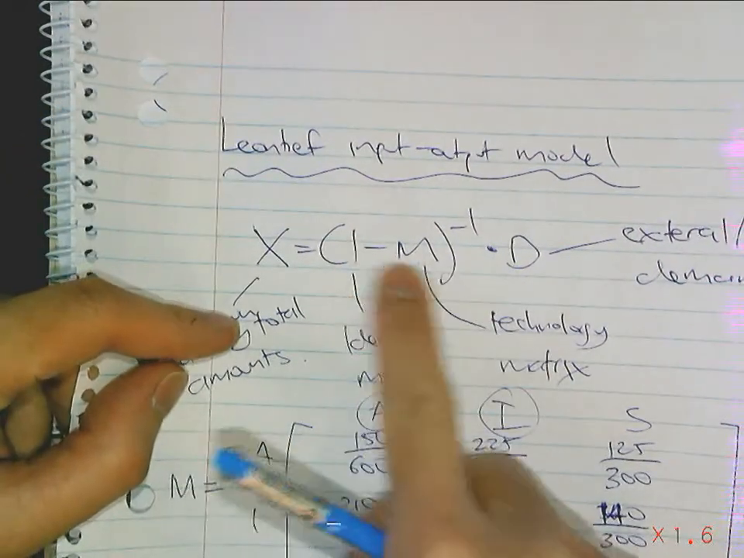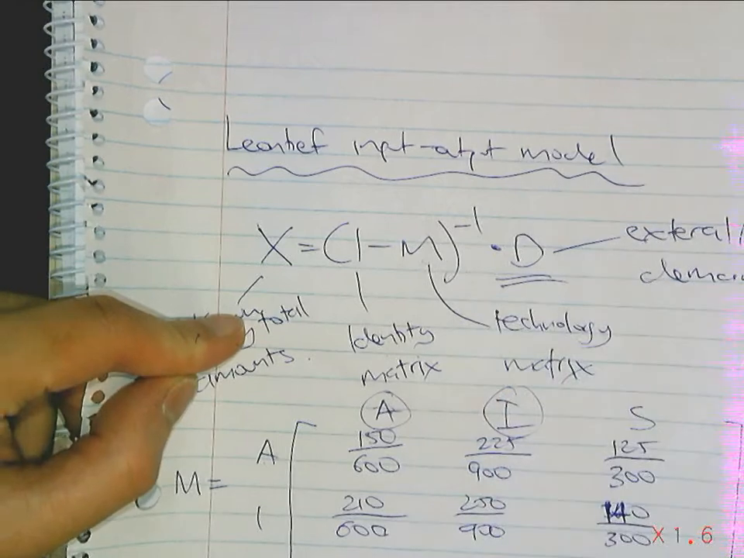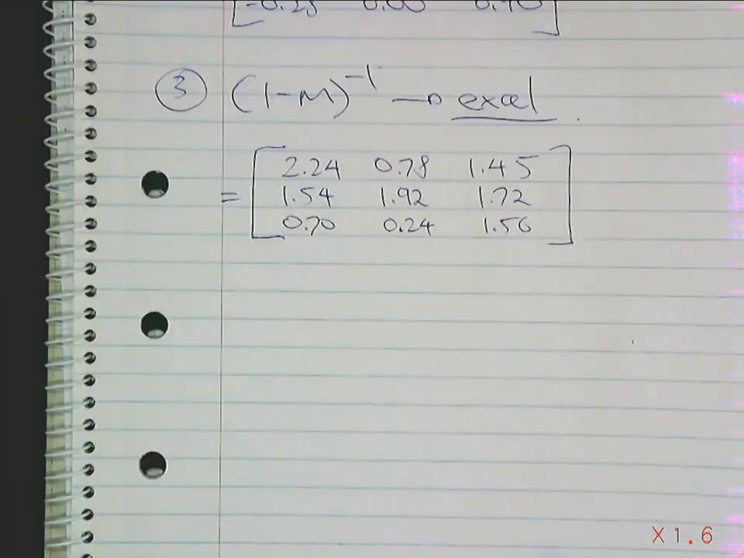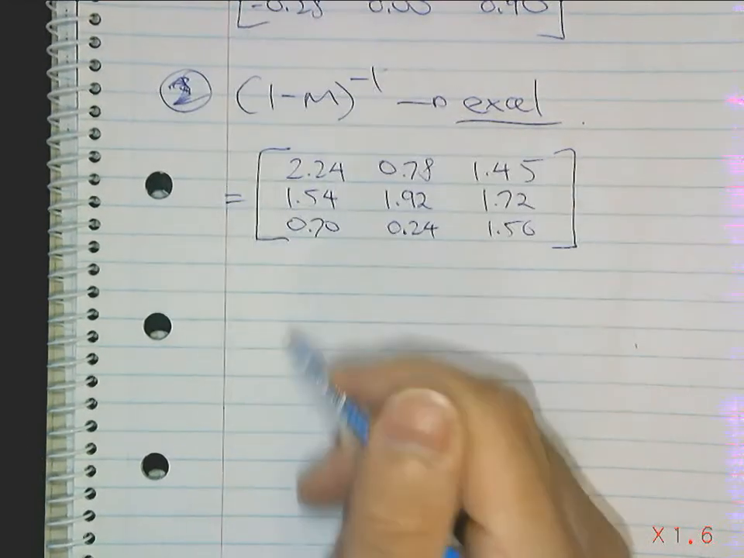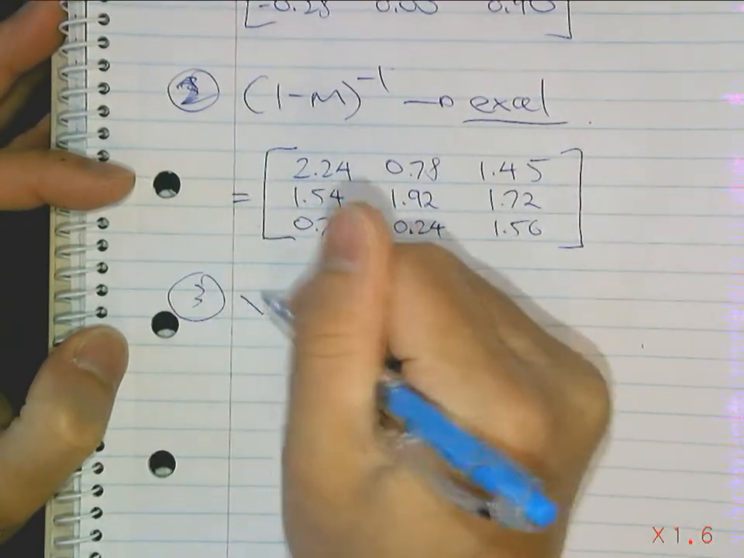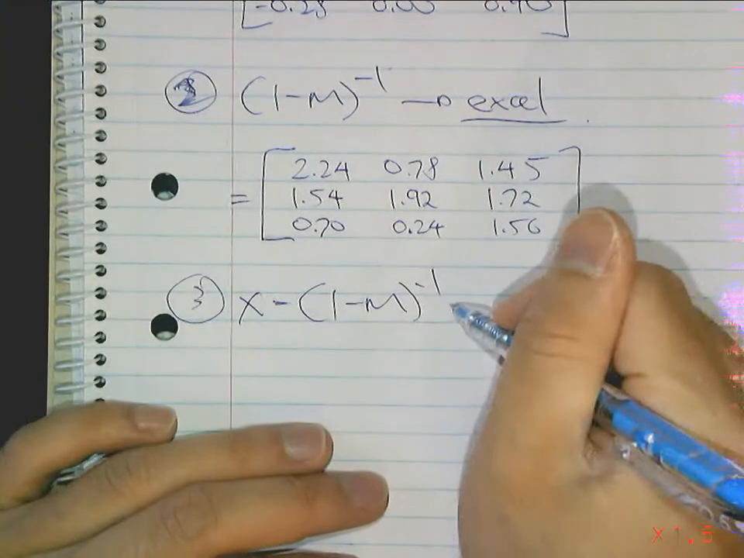Find I minus m, you're done. Find the inverse, you're done. Multiply by d, and you're done. So the third step, or this is the second step here, sorry, and this is your third step here. You're going to go x is equal to the inverse of I minus m, which is up here, multiplied by d.